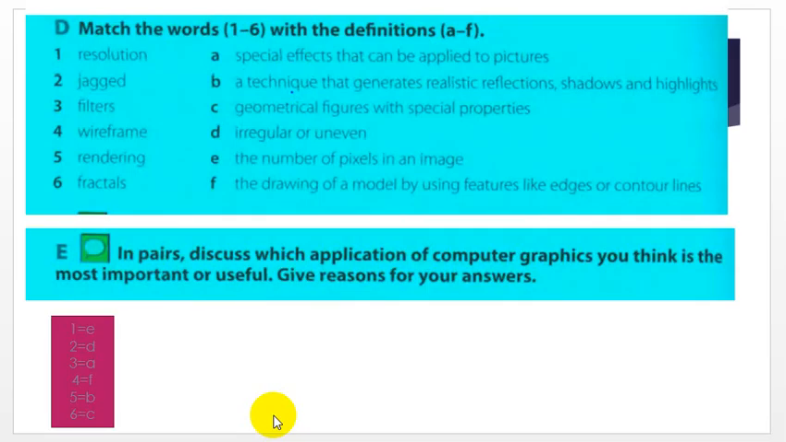Let's go ahead, and here is the practice and exercises. Please do it by yourself. This is the answer key here. In pairs, discuss which application of computer graphics you think is most important, and give reasons for your answer. This is your homework. Please write your answers.